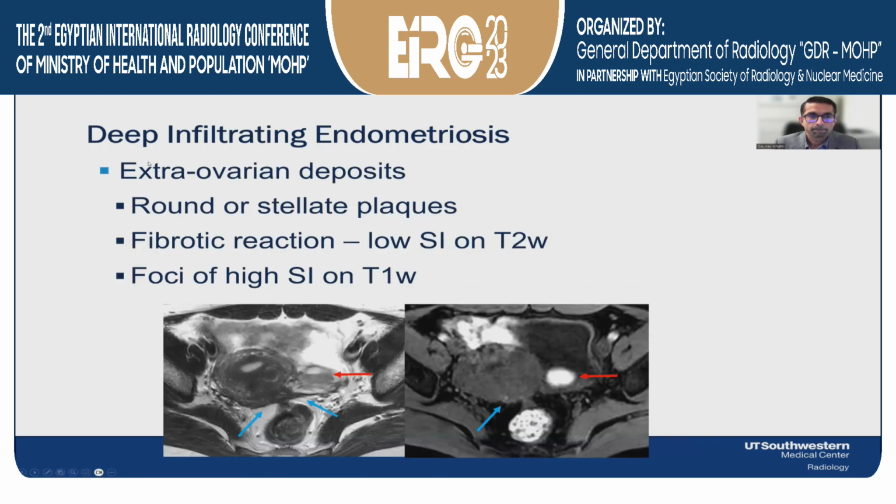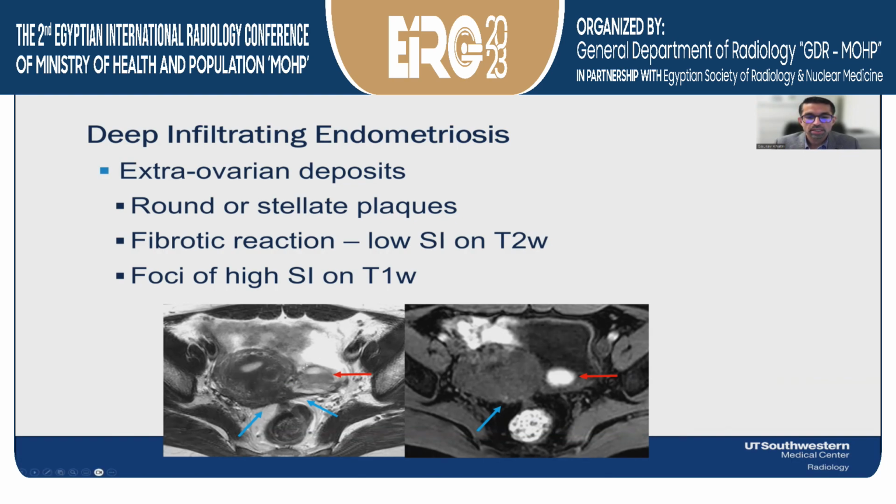All right, moving on to deep infiltrating endometriosis. So these are extra ovarian deposits of endometriosis. They are sometimes round or can appear as stellate plaques. They cause a lot of fibrotic reaction, which is typically low signal intensity on T2 weighted images. They may have foci of high signal intensity on T1 owing to the chronic hemorrhage in there.